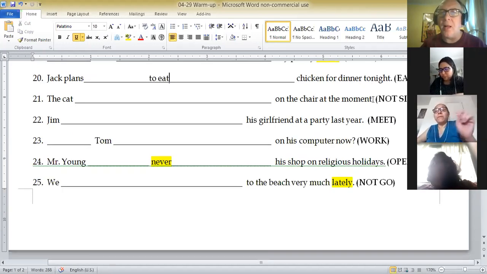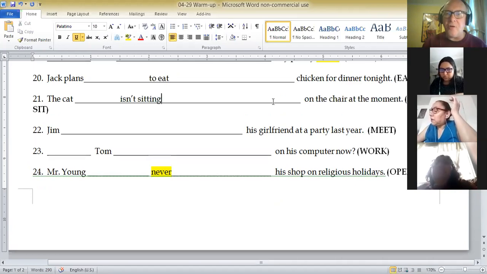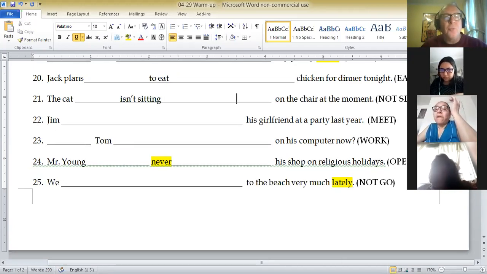Next one. At the moment, but negative. The cat. We say isn't. Very good. Sitting. And we have to do a double T on sit, right? Two T's. Isn't sitting.